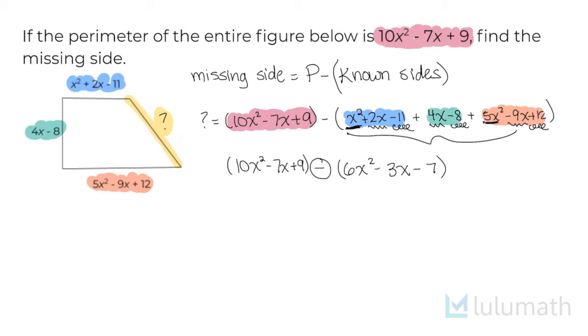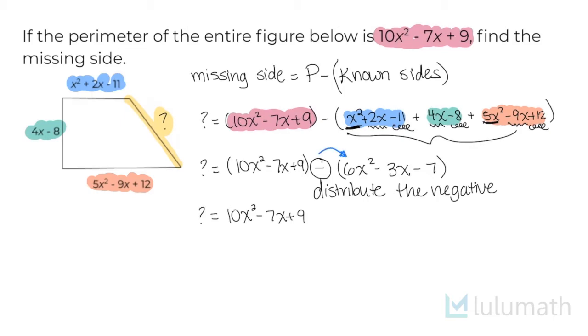Now at this point in time, I have to distribute the negative. So here, I will keep this 10x squared minus 7x plus 9 as is. But when I distribute the negative, or I multiply a negative 1 through, negative 1 times positive 6x squared is negative 6x squared. Negative 1 times negative 3x is positive 3x. And then negative 1 times negative 7 is positive 7. Or just change the signs. A positive becomes a negative, and a negative becomes a positive.